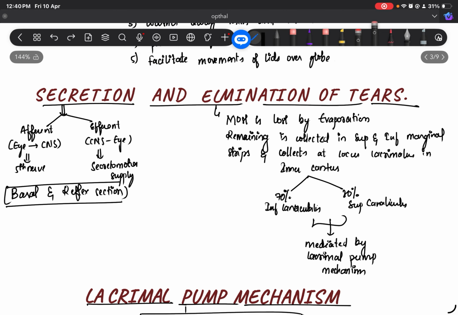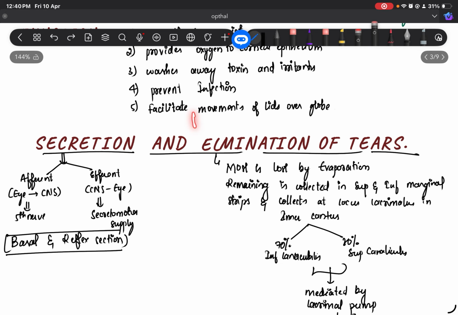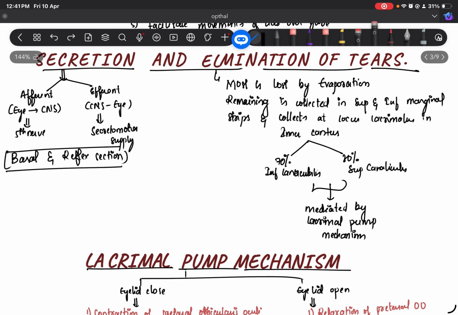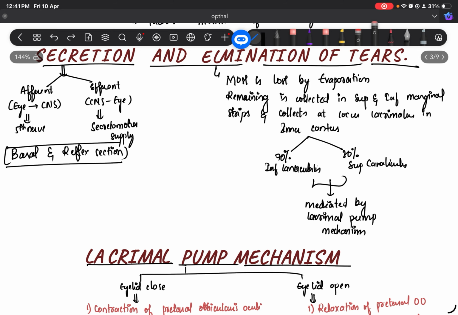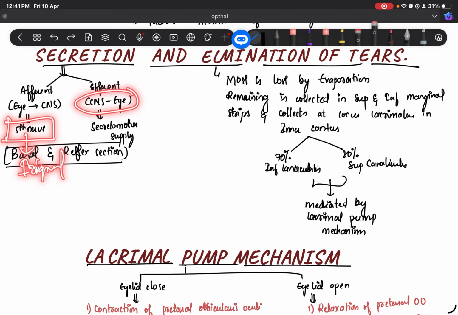Now coming to secretion and elimination of tears, which is the mechanism. Secretion is through afferent and efferent nerve supply. As you know, afferent is from eye to the brain, and efferent from CNS to the eye. As we have seen, sensory part is from trigeminal nerve, and efferent is from secretomotor supply, as we have seen above. There is basal and reflex action.